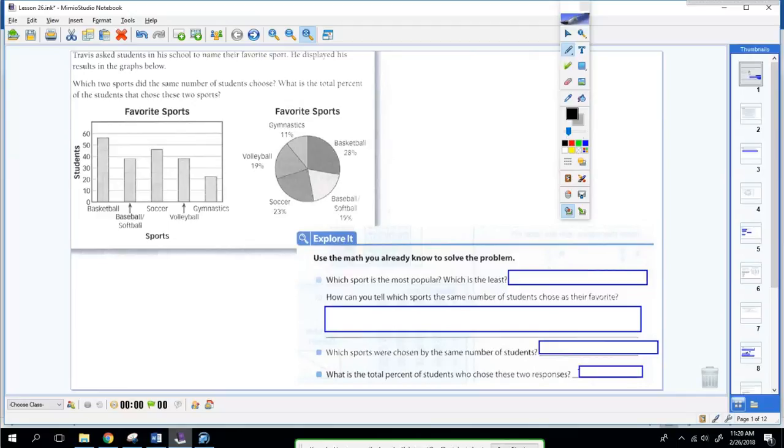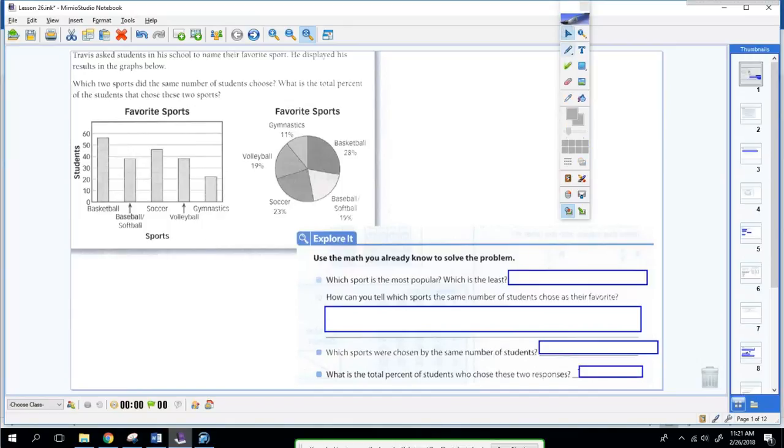Which two sports did the same number of students choose? What is the total percent of students that chose those two sports? Well, before we answer that question, we're going to answer some different questions to lead up to it. The first question is, which sport is the most popular and which is the least?